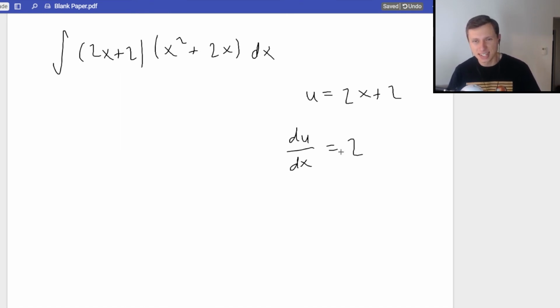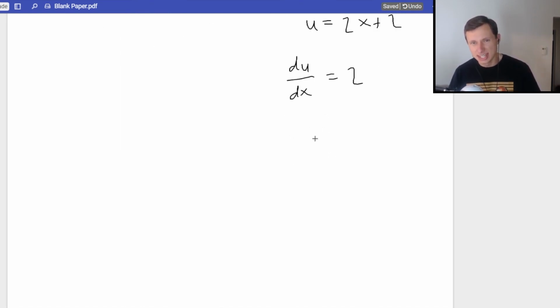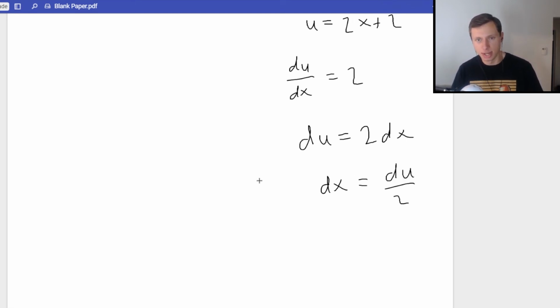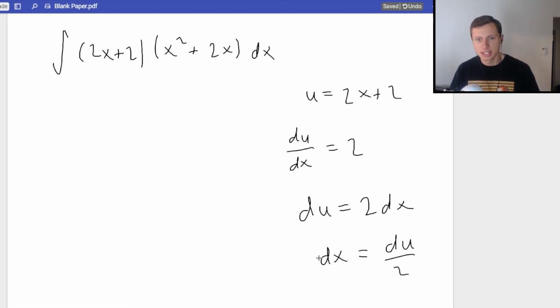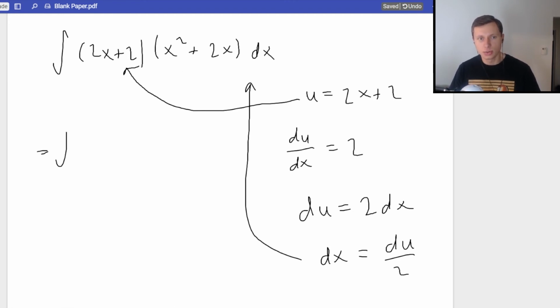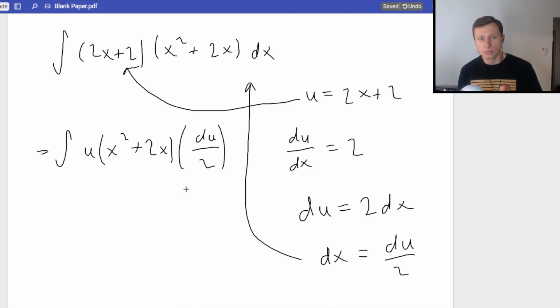So du dx is going to equal 2. Again, I need to solve for dx. So I multiply both sides by dx. du equals 2 dx. And then, I divide both sides by 2 to get dx equals du divided by 2. Okay. Now again, I plug in dx right here. I'm going to plug in u right there. We're going to get the integral of u times quantity x squared plus 2x times dx, which is now du divided by 2. Now, first of all, notice nothing canceled, but that's not necessarily the problem.